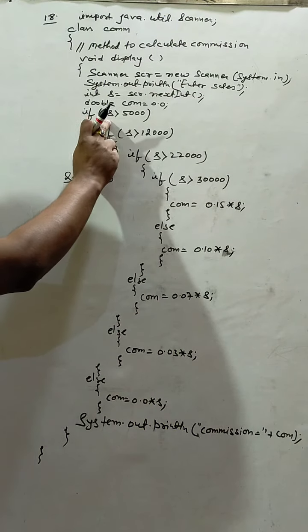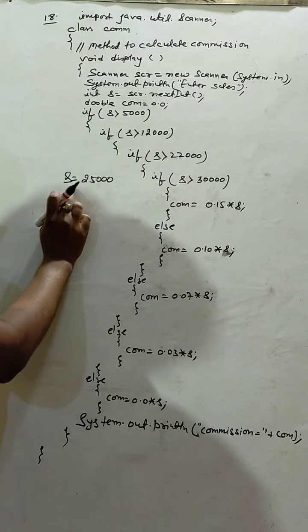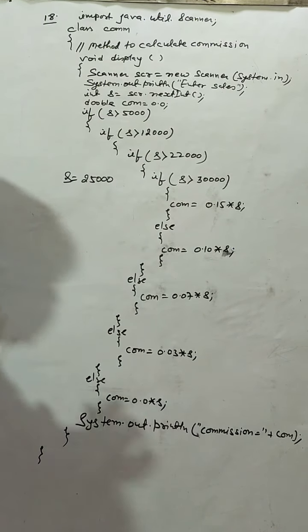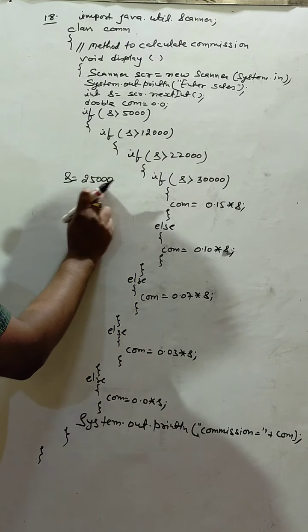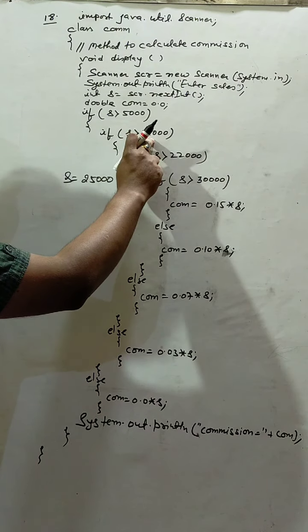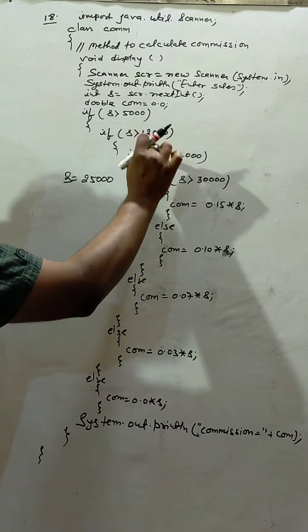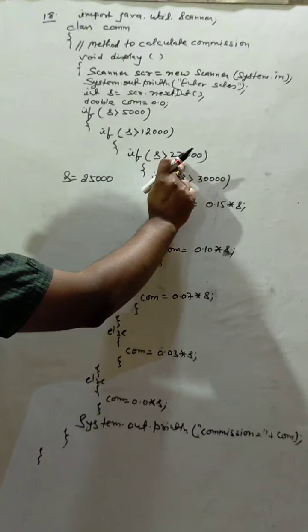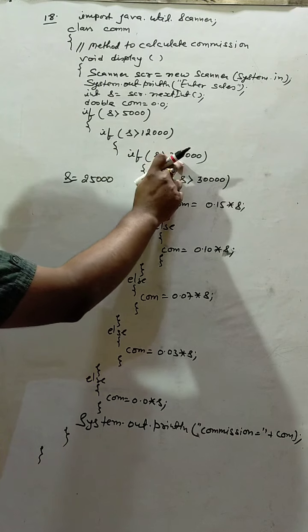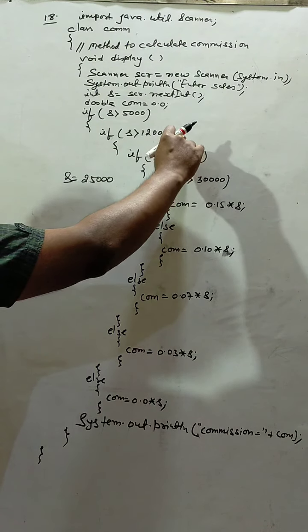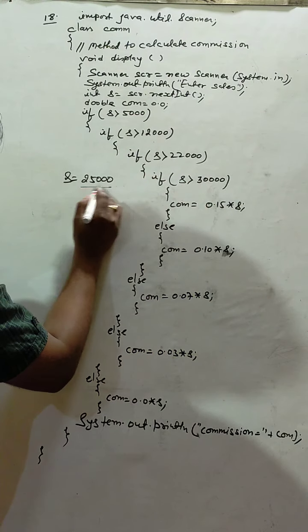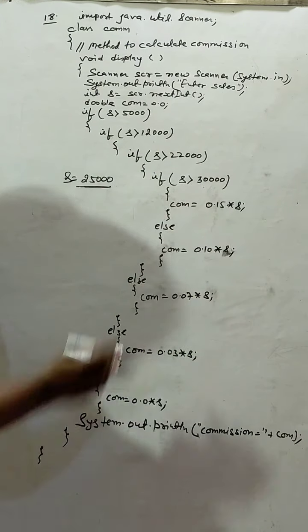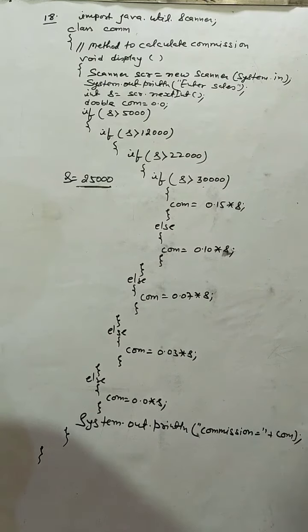See, first of all, S greater than 5,000. Yes, 25,000 is greater than 5,000. The condition is true. Control goes inside. S greater than 12,000. See, 25,000 is greater than 12,000. The condition is also true. Control goes inside. S greater than 22,000. 25,000 is greater than 22,000. This is also true. Again control goes inside. S greater than 30,000. Here it is 25,000 and that is less than 30,000. This condition evaluates to false.